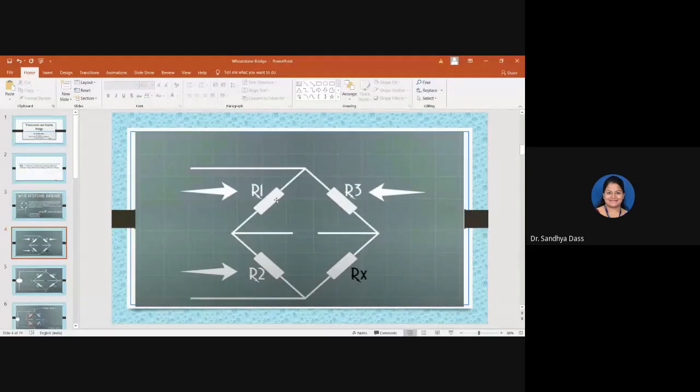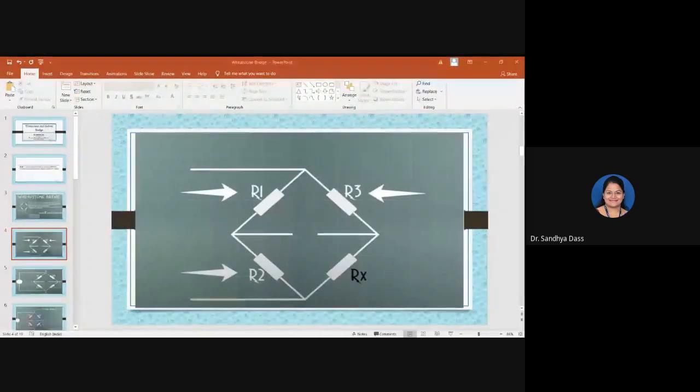As I said, the network connection would be like this. In each arm, you'll be connecting resistors. Please stop me if I'm not audible or if there is any problem. Just unmute yourself and speak up. Is it fine?